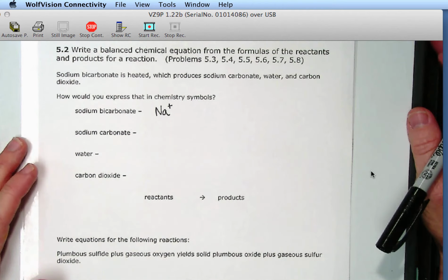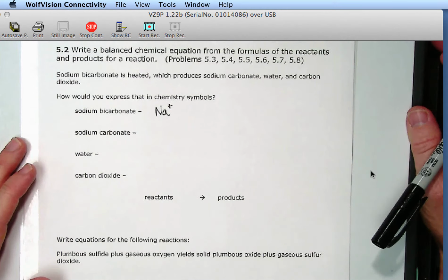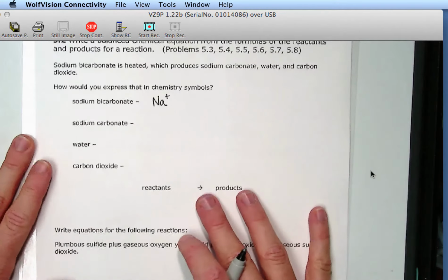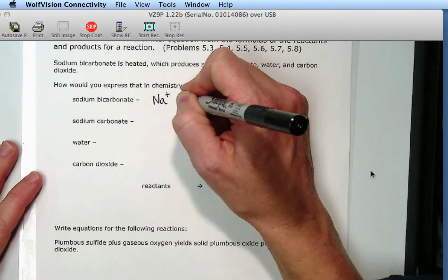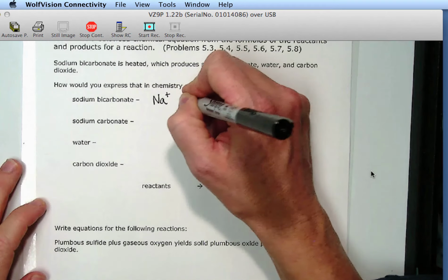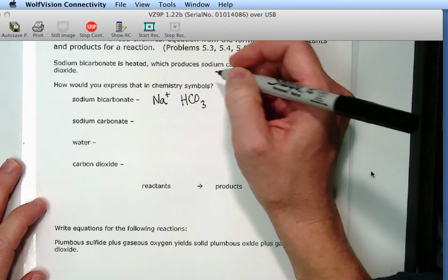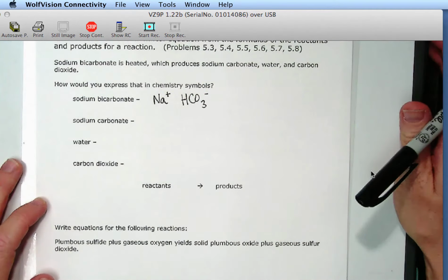Does that make a difference when the light's on or off? No. Okay. And then bicarbonate is what? I think it's almost like, oh, it's going to zoom in.